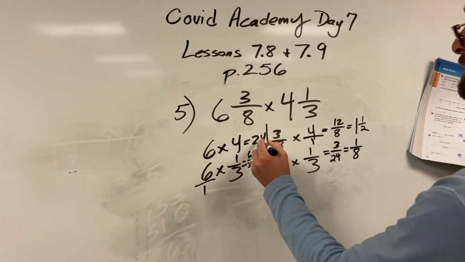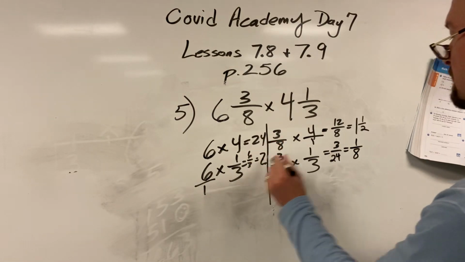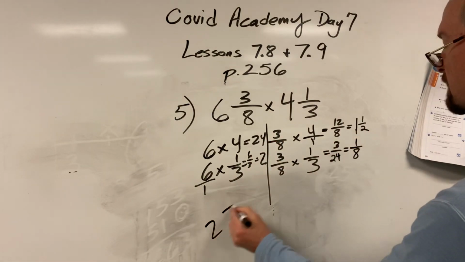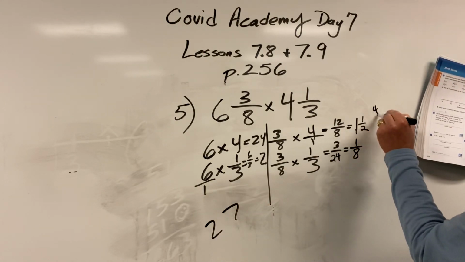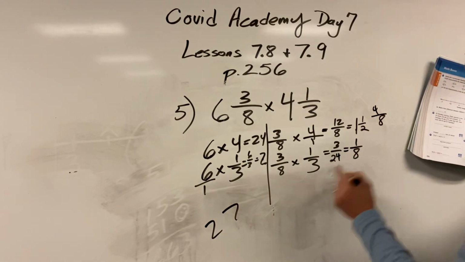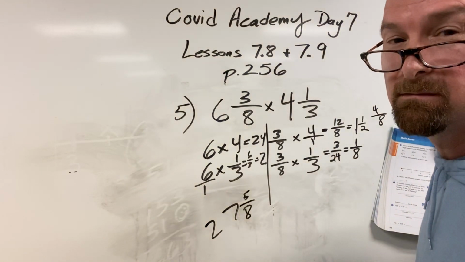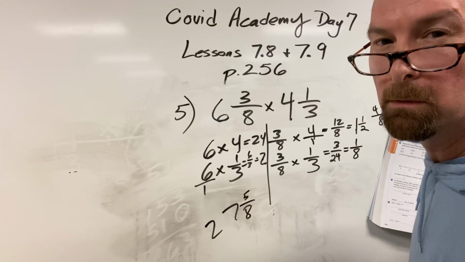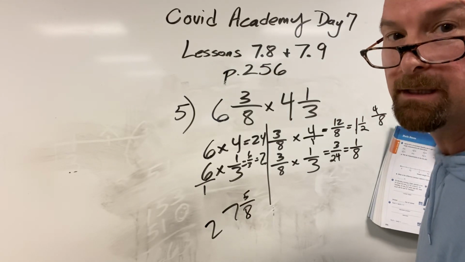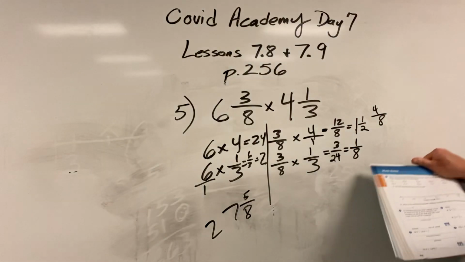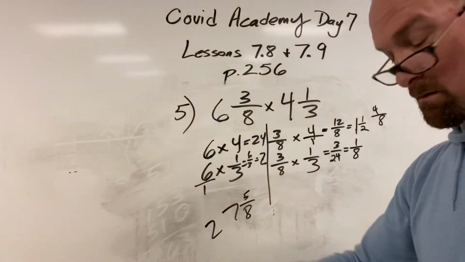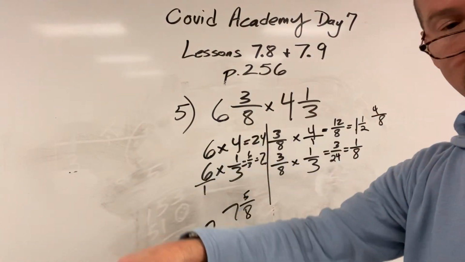So if we add those things together, we get 24 and 2 is 26, plus 1 more is 27, and I've got a half, which is 4/8, plus 1 more 1/8 is 5/8. So if you did it all out and you got 27 5/8, you should feel a warm glow spreading all through your body. Good for you. And let's move on. Get on to the next page now, which is 257.